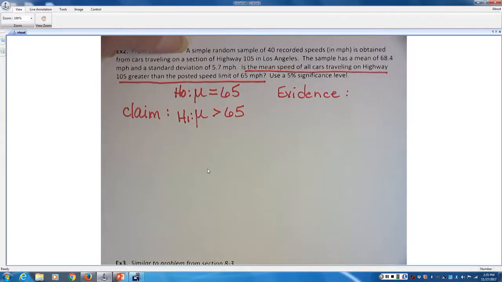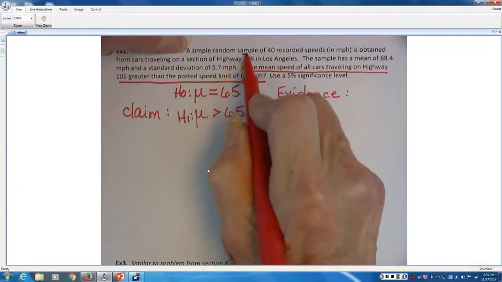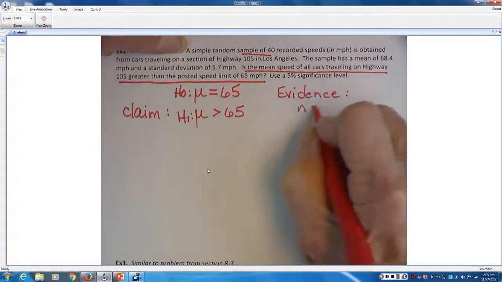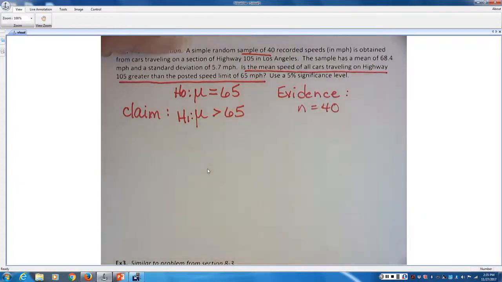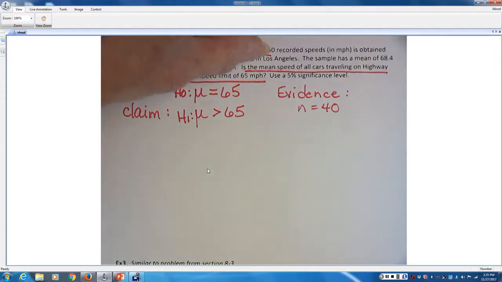Random sample of 40. What does that tell us? That's right. It is obtained from cars traveling on a section of 105 in LA. The sample has a mean of 68.4.